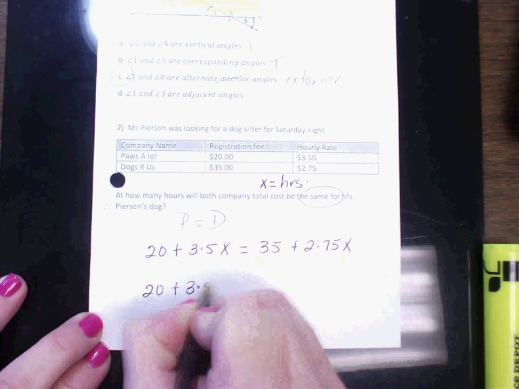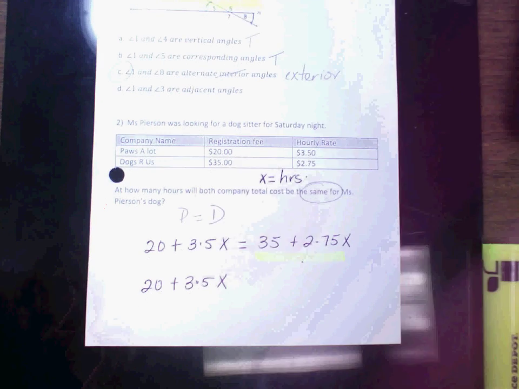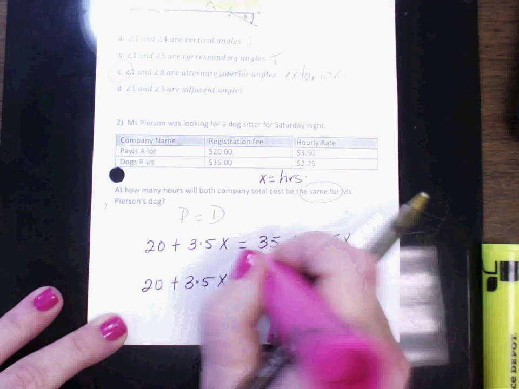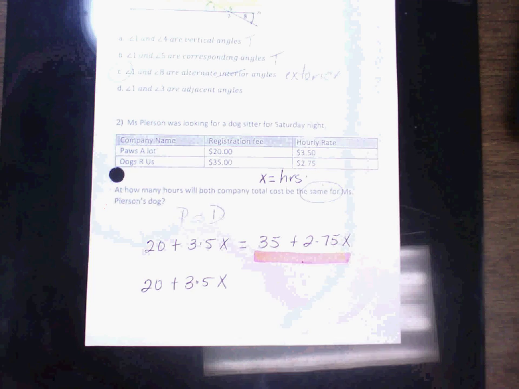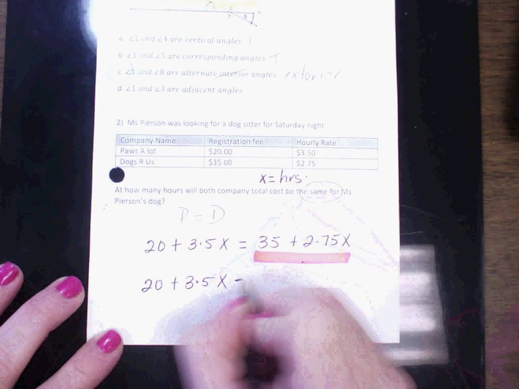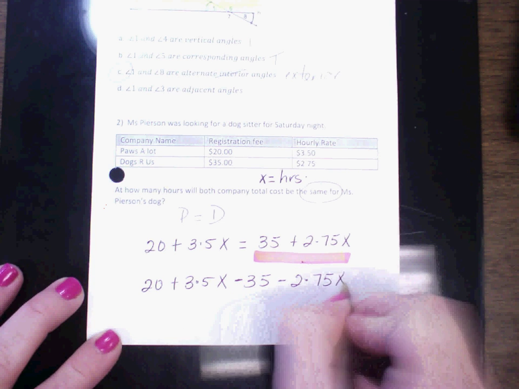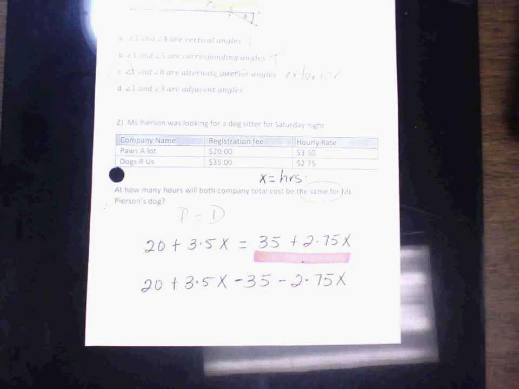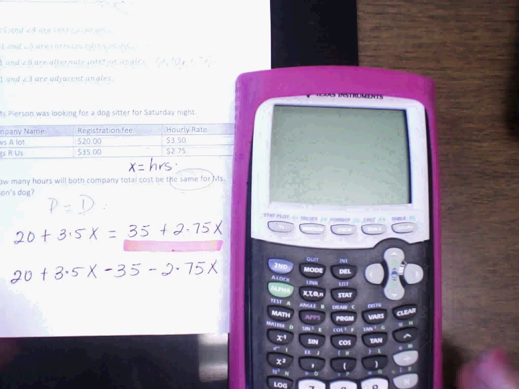Highlight what you're going to move. Copy what you haven't highlighted. Change everything that you're going to move to its opposite. All right, so instead of a plus 35, it's a minus 35, and instead of plus 2.75x it's a minus 2.75x.